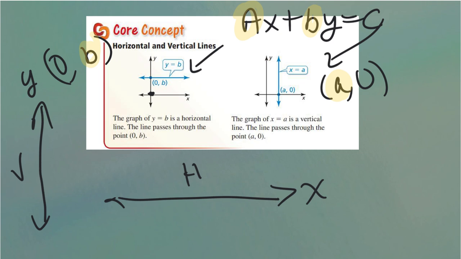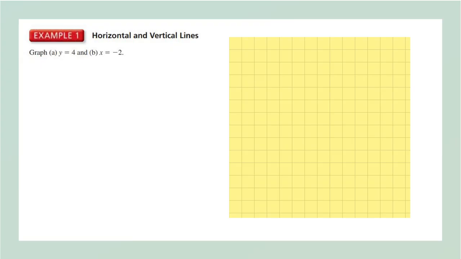Do you see the letters A and B for the ordered pairs? Let's go on to the next. Let's work one out: horizontal and vertical lines. Here it's just telling me to do what?